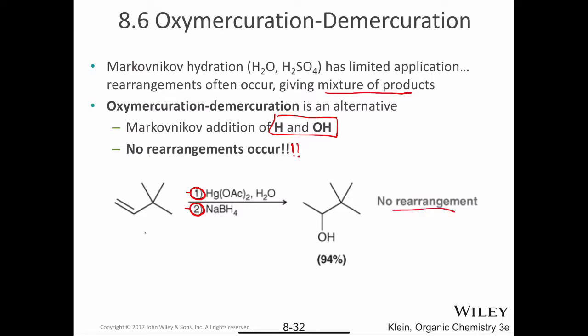Something you could do to practice is draw the mechanism for what would happen if I were to treat that with hydronium. We'd actually proceed through a carbocation intermediate that would undergo a rearrangement, and I would end up with this alcohol. So you could practice drawing the mechanism for that reaction.